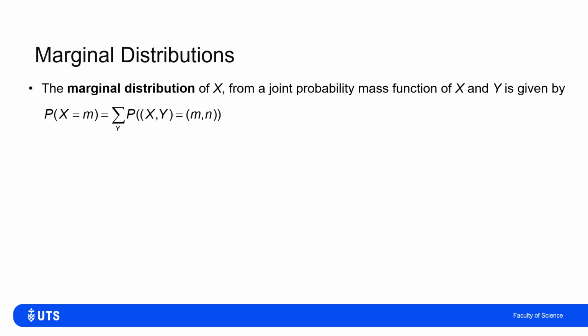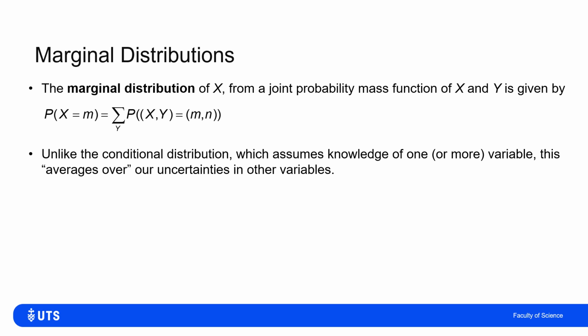So we take this from the simplest case, which is discrete and with only two variables. The joint probability mass function of x and y. If I just wanted to know what's the chance that x took a value m, well, I'd just add up all of the ways that x equals m. So I'd add up all of the pairs where (x, y) equals (m, n), just picking out the ones where x equals m and summing over all of those for all possible values of y.